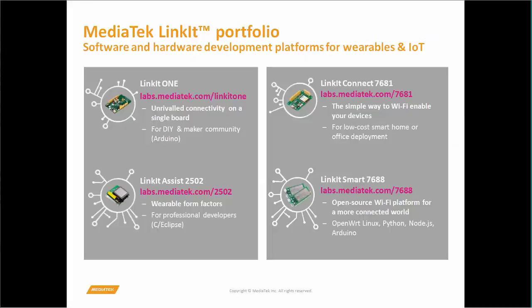This is our portfolio currently. We will continue to add developer boards. You most definitely know the LinkIt ONE and the LinkIt Assist probably as well. We also have the LinkIt Connect 7681, which is a Wi-Fi system on chip. But our latest addition is a very exciting product, the LinkIt Smart 7688. It's an open source Wi-Fi platform, so it runs on Linux, and you can program it with Python, node.js, Arduino, or do system programming in C itself. So check that out. It's definitely worth a look.